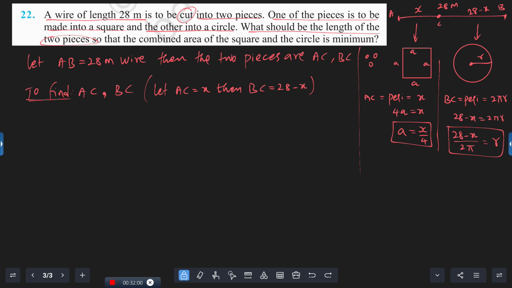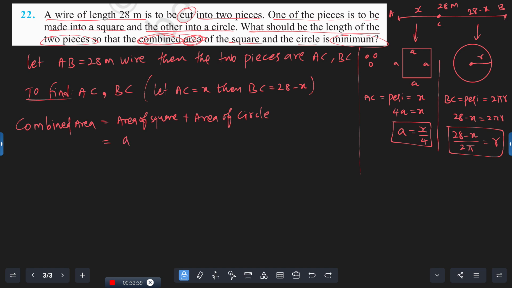Then what is the keyword? Very important keyword, which one we have to differentiate? That you have to continue again. So that combined area, very important, combined area of square and circle is minimum. Have you noticed it? Combined area of square and circle is minimum. Then the combined area is equal to the area of square plus the area of a circle. That is called combined. You have to add. Combined means you have to add.